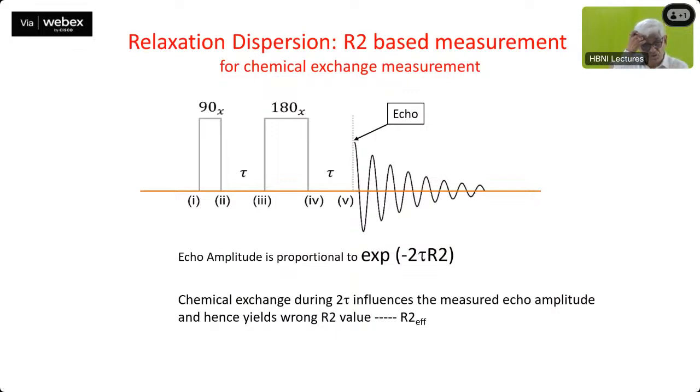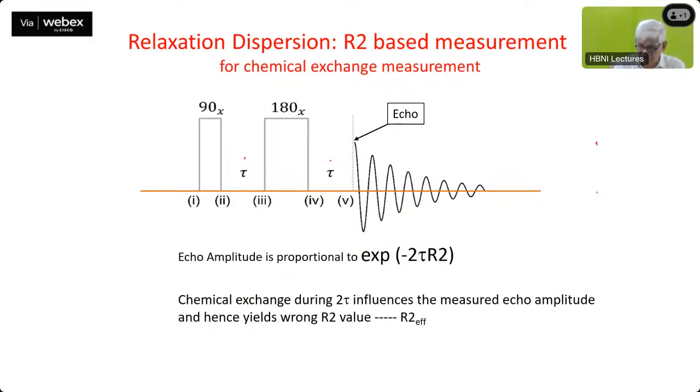When you are doing an experiment with small tau, it is fine, but suppose the tau is not small. Then the chemical shift frequency present in the two periods may not be the same, which will lead to not proper refocusing of the chemical shifts, and the echo amplitude will be affected by the chemical shift differences because of the diffusion of the molecule.